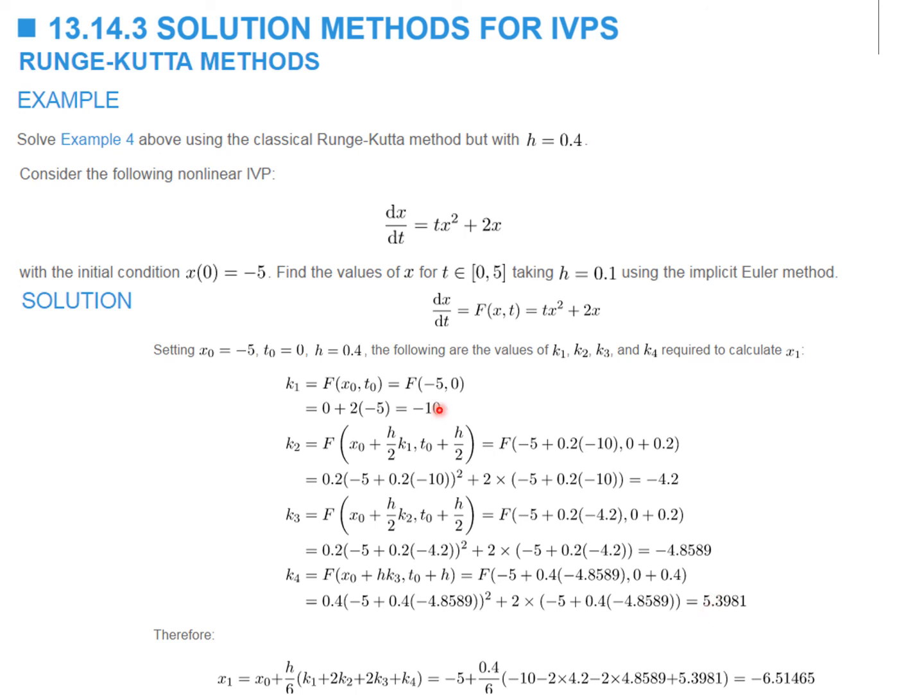So now I have k1, k2, k3, and k4. I can substitute k1, k2, k3, k4 in this equation, and this will give me a value for x1 given as negative 6.51465. You can see it's a lot of computations for one value of x1 compared to the previous methods, but it comes with very high accuracy.